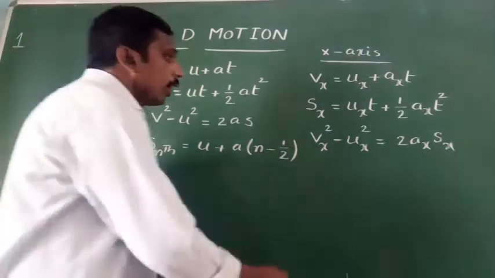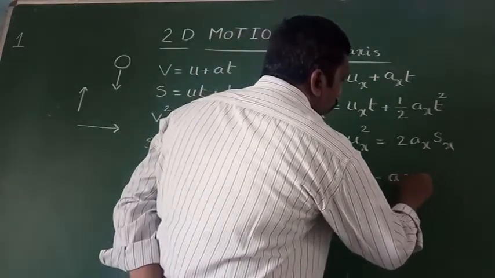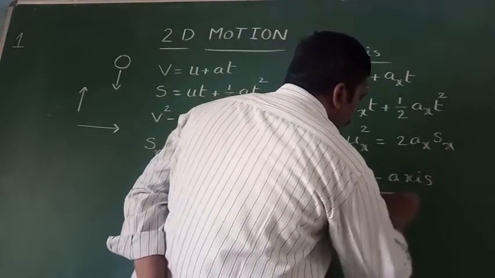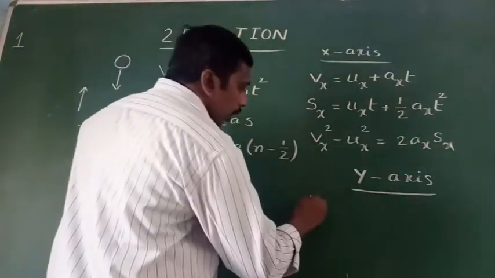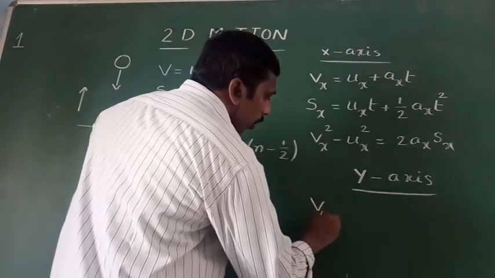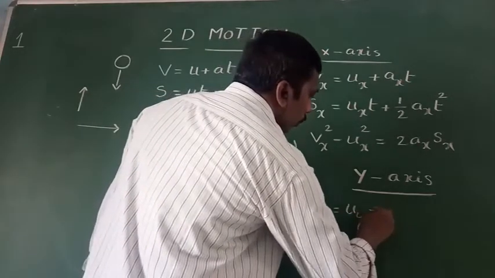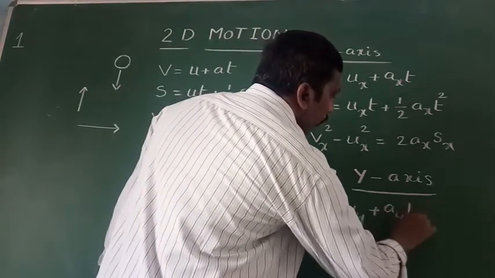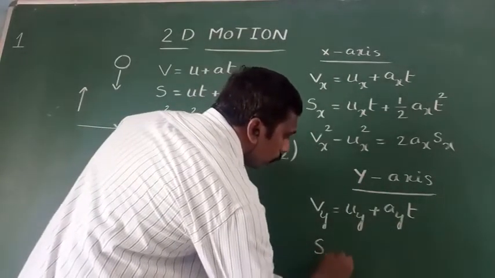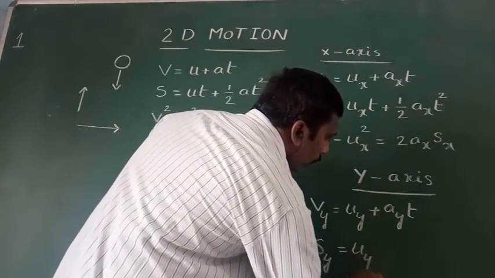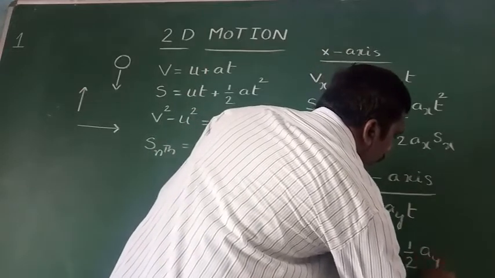Suppose the body is traveling along the y direction. I will write only three equations because mostly we use those three equations only. If the body is traveling along the y direction, then we can write: Vy is equal to uy plus ay into t, and displacement along the y direction, Sy is equal to uy into t plus half ay into t square.